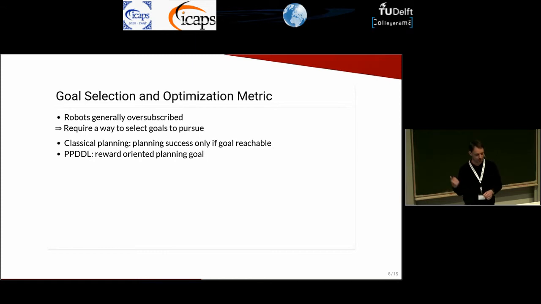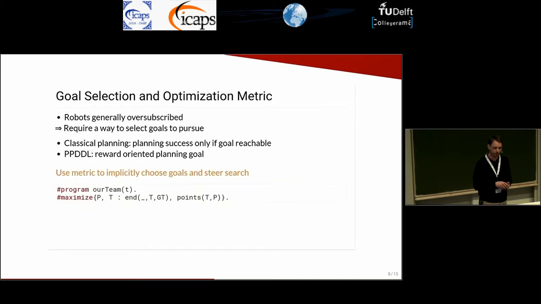If we go for classical planning, which we did initially, then we only are successful when we actually reached one of the goal states. And that turns out to be one of the problems why we can't find solutions and plans because we just can't reach the goal state in time. However, PPDDL, for example, uses a reward-oriented planning goal. And that's actually what inspired us to use the same in our approach for the symbolic planner. So what we do is we use the metric to implicitly choose goals and steer the search. So there is an evaluation method of the game where you are awarded points for the different products that you can deliver.